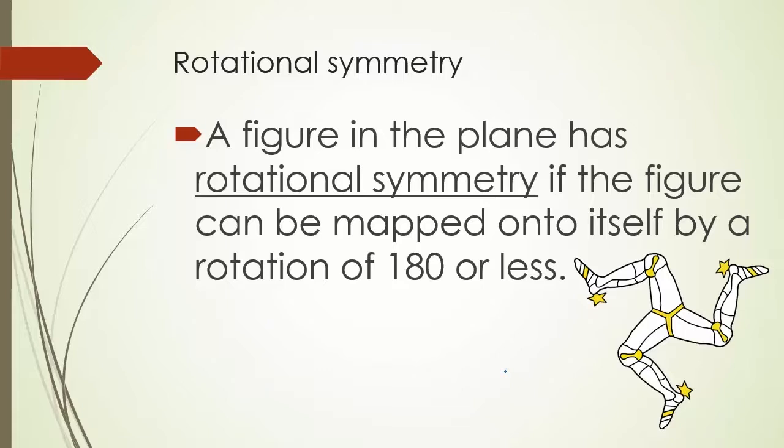Rotational symmetry. A figure in the plane has rotational symmetry if the figure can be mapped onto itself by a rotation of 180 degrees or less. What that means is whenever I turn the image 180 degrees, either clockwise or counterclockwise, I still get the same image, so it doesn't look like anything's changed.